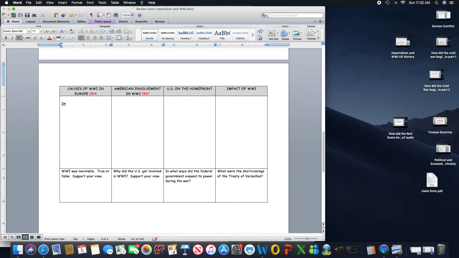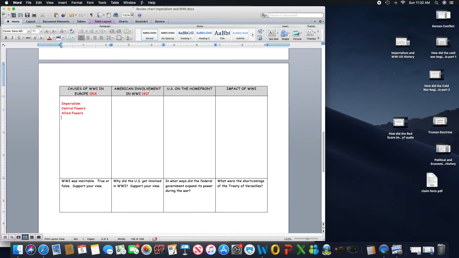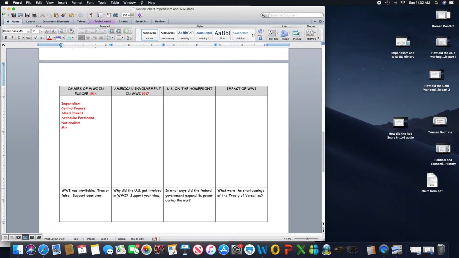We could say imperialism. Oops, I'd really like to make this red and not underlined. Imperialism. We have the Central Powers. We have the Allied powers. So we have secret alliances. We've got the assassination of the Archduke Ferdinand. We have nationalism and militarism.